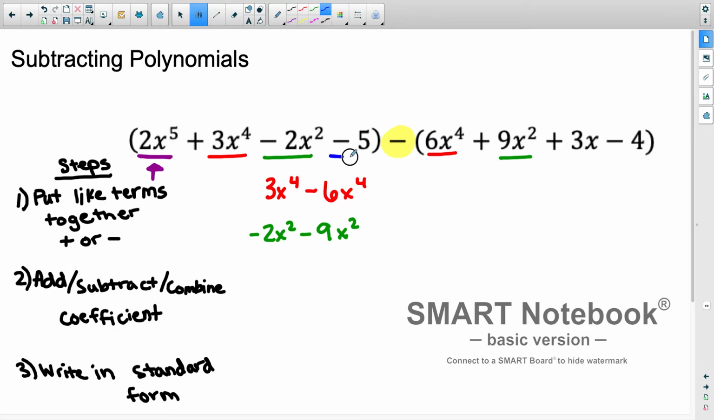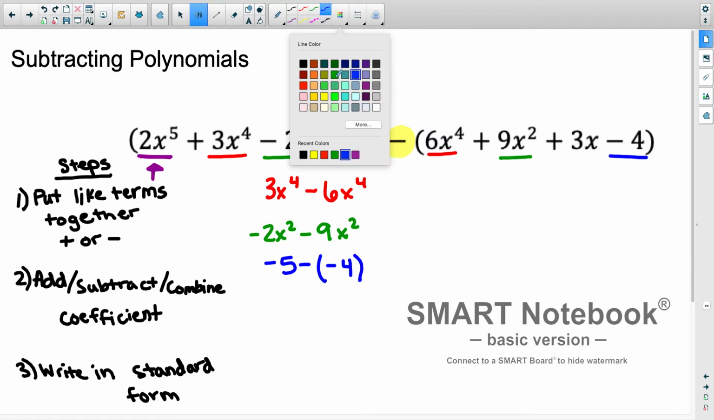-5 and -4. Good. Now with that -5 and that -4, it's going to be really important that we think about this as a negative. Whoops, didn't mean to draw a little guy there. All right, so -5. Again, we're going to use that minus sign and then -4. So some people like to use parentheses here to show that that's a minus sign and that's a negative sign.